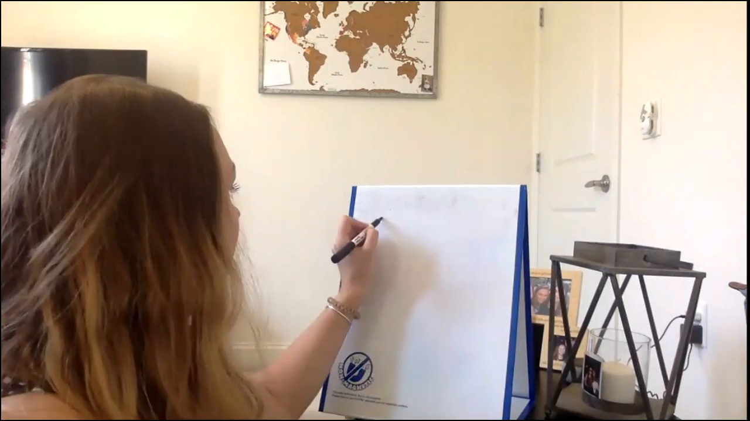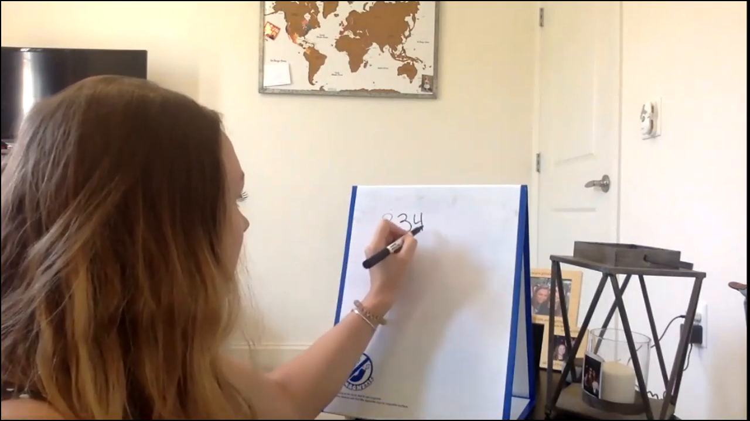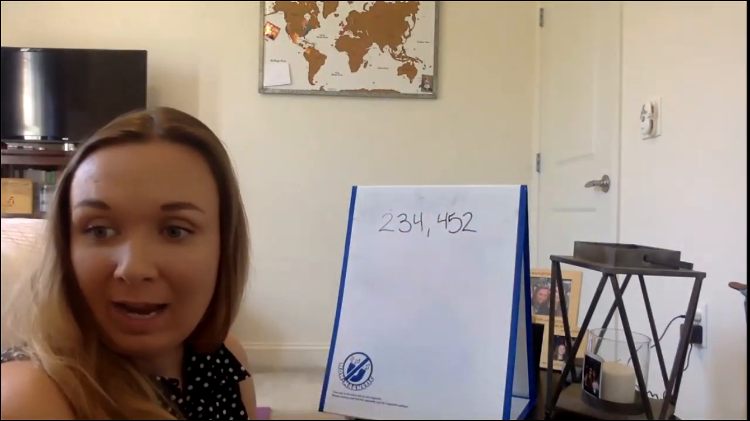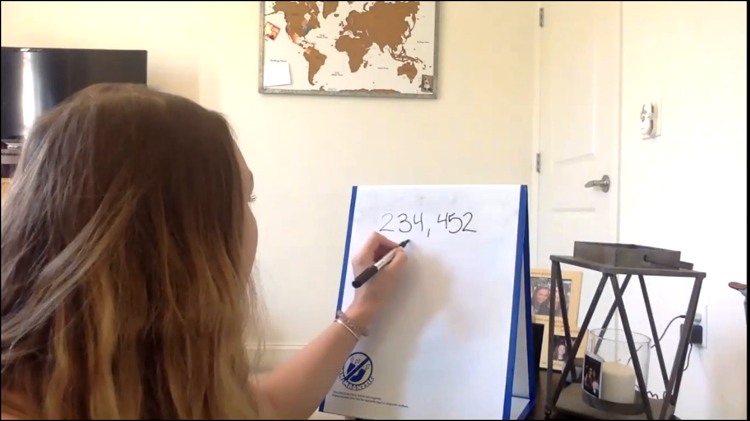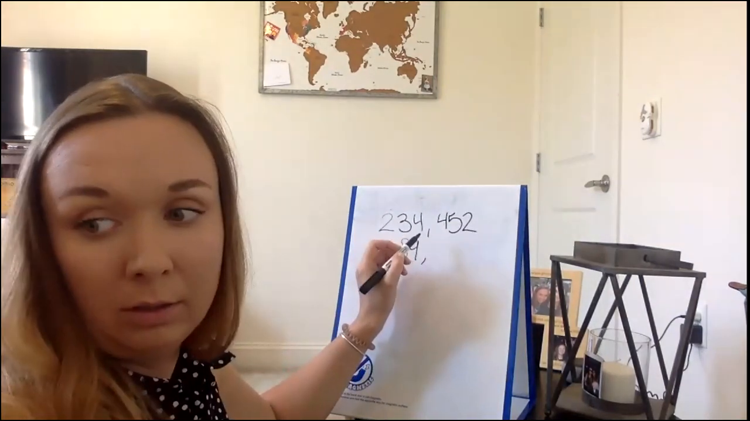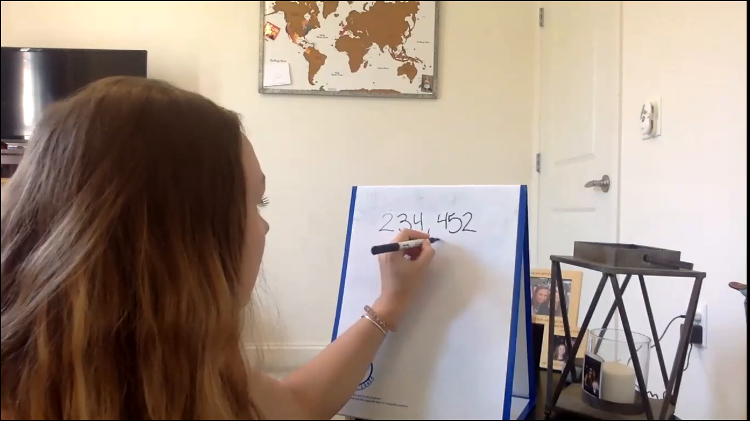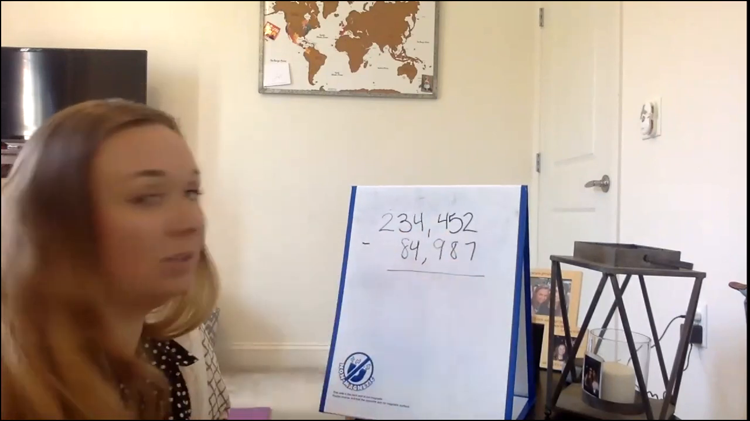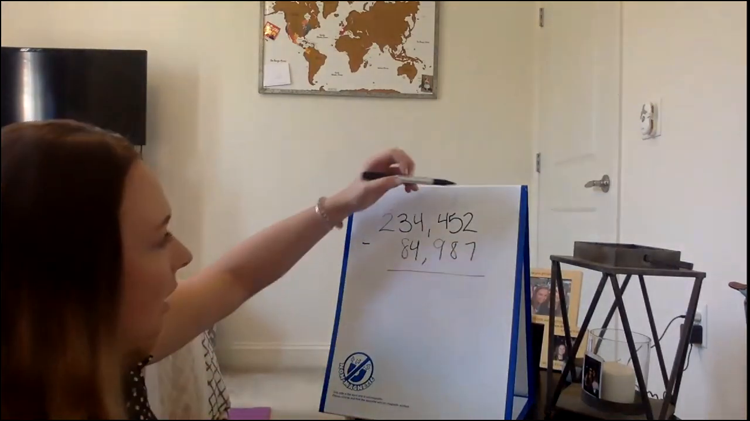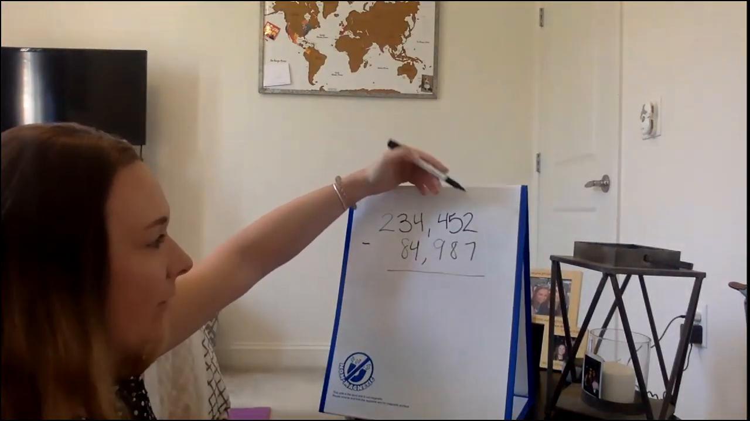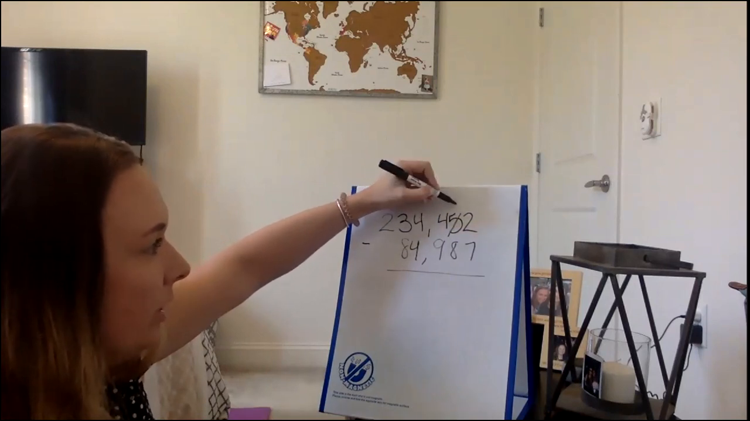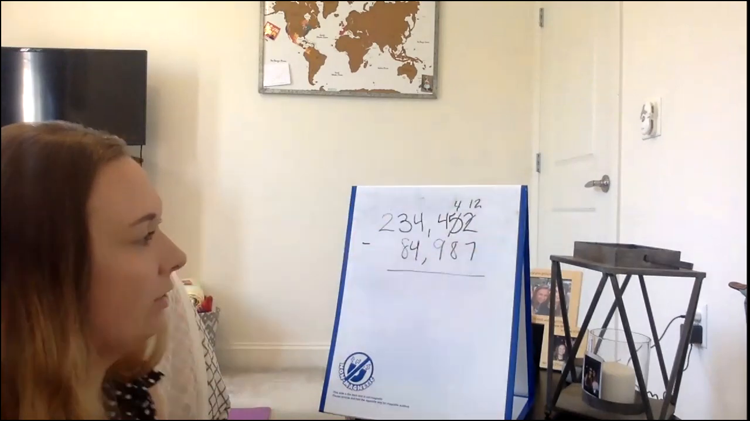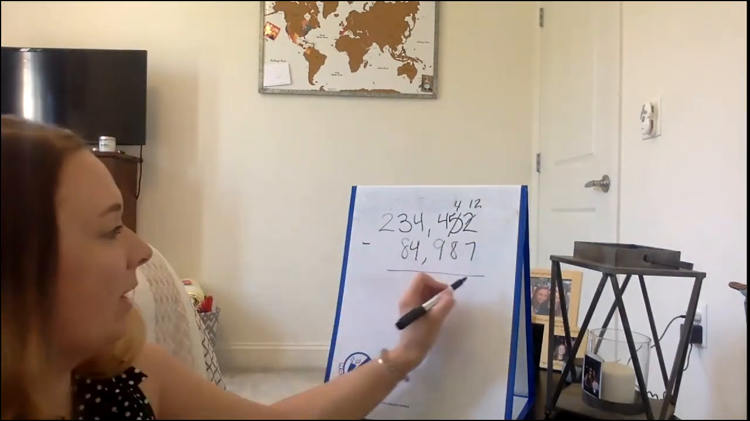234,452 and 84,987. Find the difference means to subtract. Starting in my ones place, if I have two ones, I don't have enough to take 7 away. I'm going to go next door, decompose this 5 into 4 tens, bring over 10 more ones, so I have a total of 12 ones now. 12 minus 7 is 5.